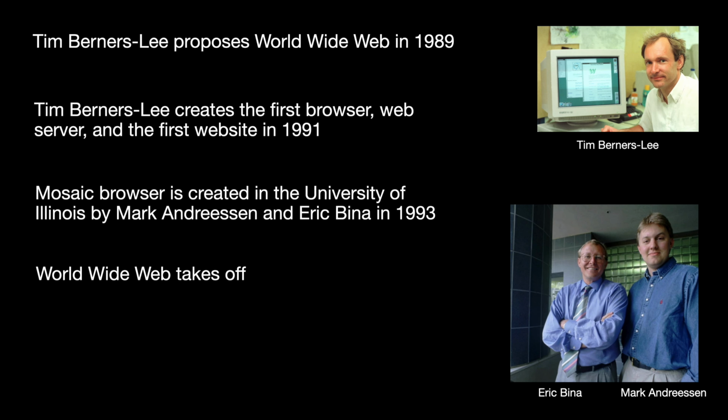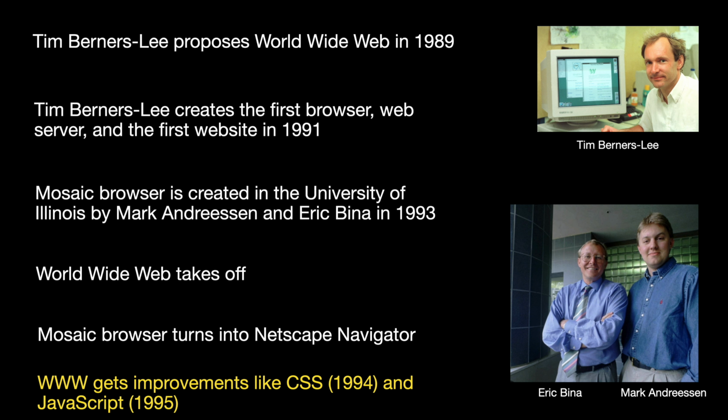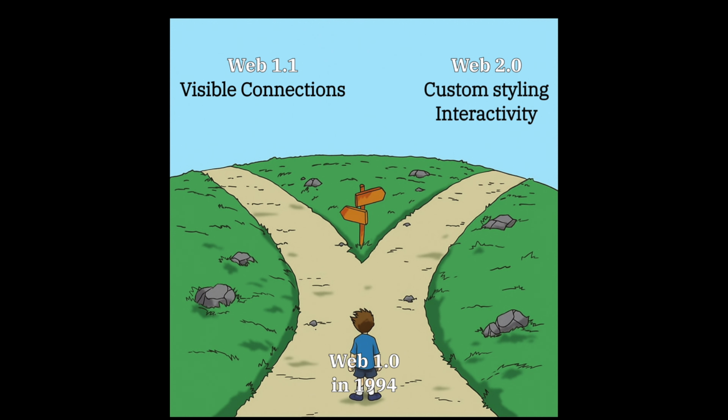That's when the web started gaining real popularity. Those two students later left the university, founded Netscape, and turned Mosaic into Netscape Navigator. It was in Netscape that CSS and JavaScript were introduced. CSS in 1994 and JavaScript in 1995. Basically, there was a fork in the road in the early 90s that nobody noticed.